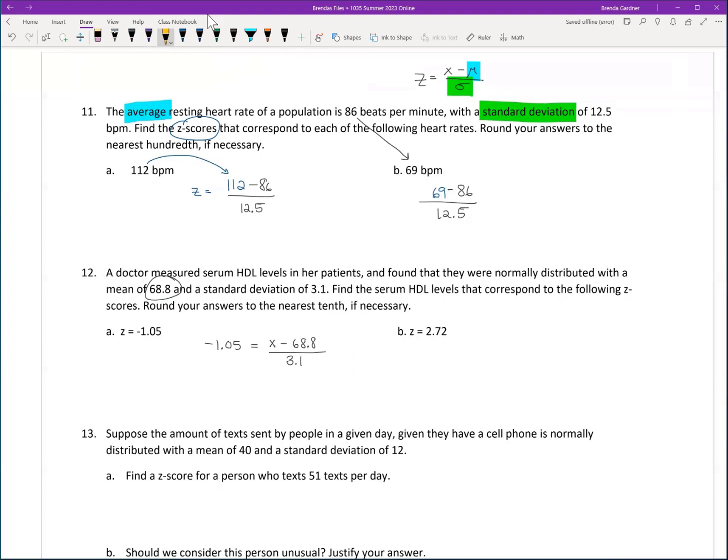So this one's an algebra question at this point, where I'm going to multiply both sides by 3.1 to get rid of the denominator. I'm going to do it in parentheses instead of the dots since I already have decimals. So 3.1 multiply both sides. So I get 3.1 times negative 1.05, so that's going to be negative 3.255, equals my x minus 68.8. To get x alone, I'm going to add the 68.8. So adding that in my calculator.